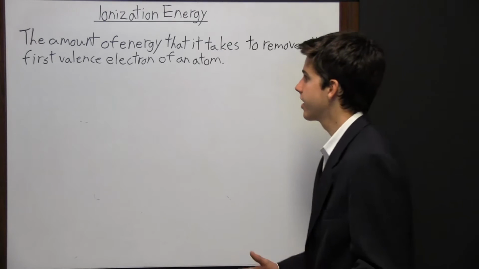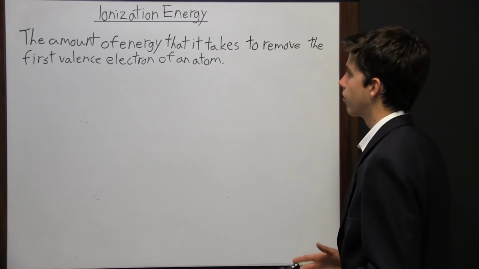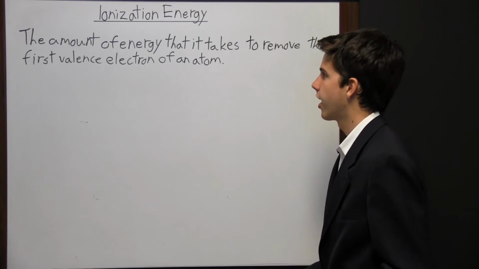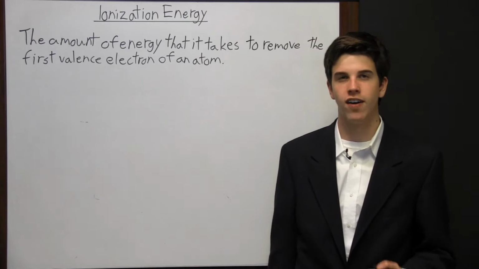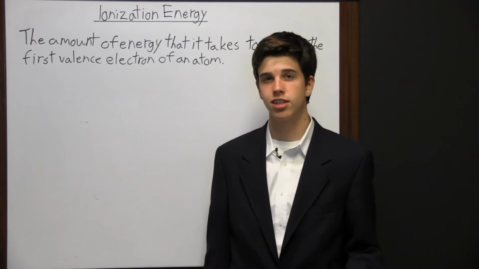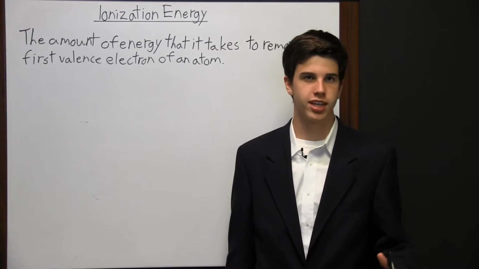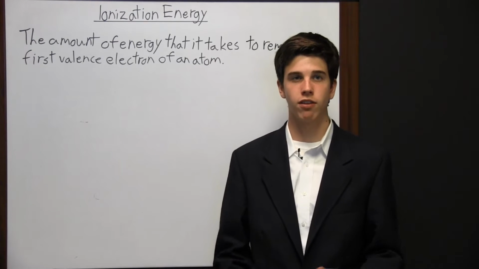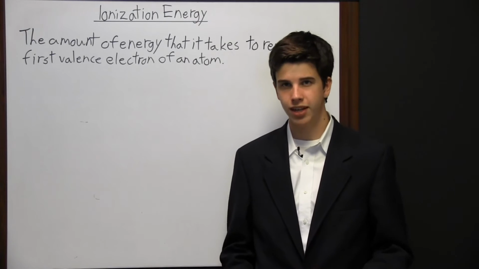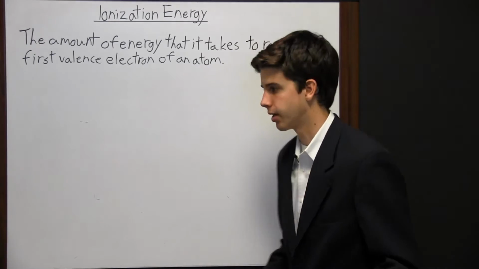Ionization energy is the amount of energy that it takes to remove the first valence electron of an atom. So basically, ionization energy is a measure of how easily an atom loses its valence electrons. Atoms like sodium and potassium, which give up valence electrons to form ions, would have a low ionization energy because they give up their valence electrons easily.